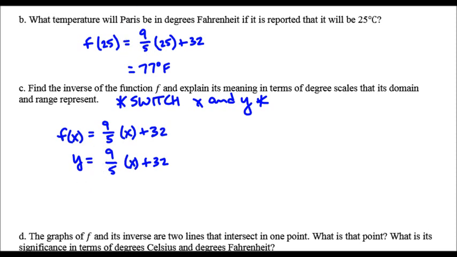Next, we're going to switch the x and y here. So I'm simply going to write it in red. The x is where the y is, and the y is where the x is. So you're going to write it like this. And now we just need to get the y by itself. There's multiple ways I can go about it. I think in this particular case, I'm just going to subtract 32 from both sides.